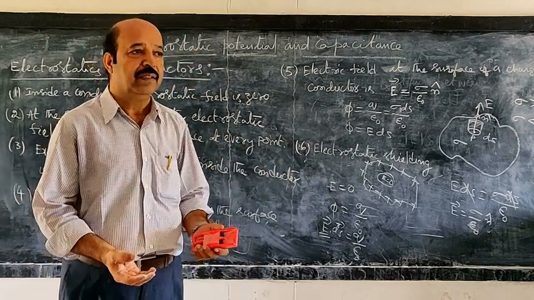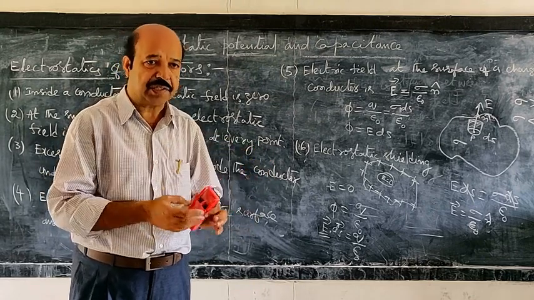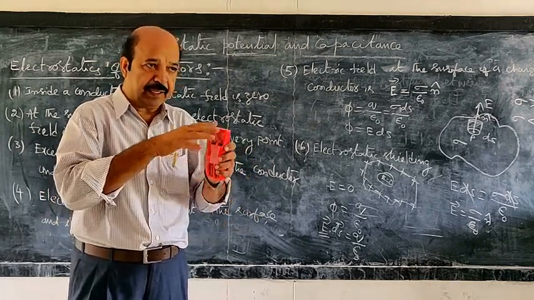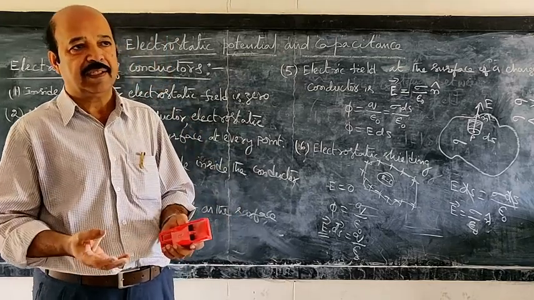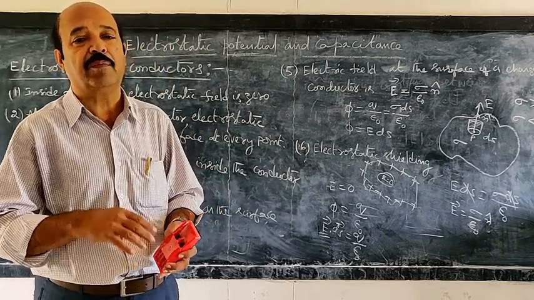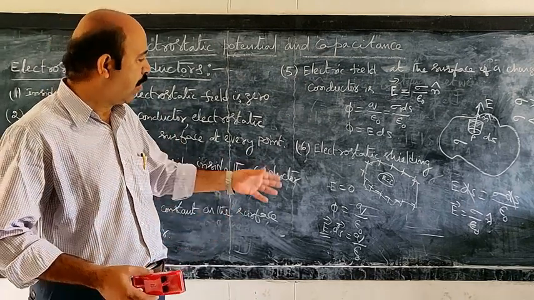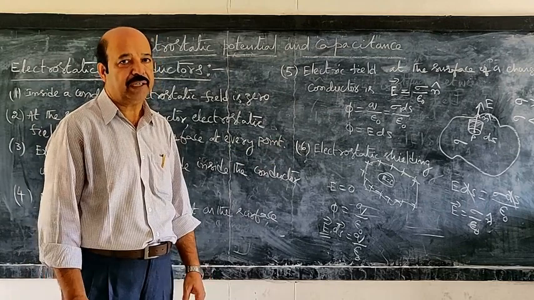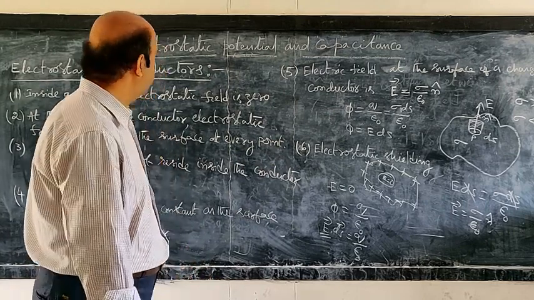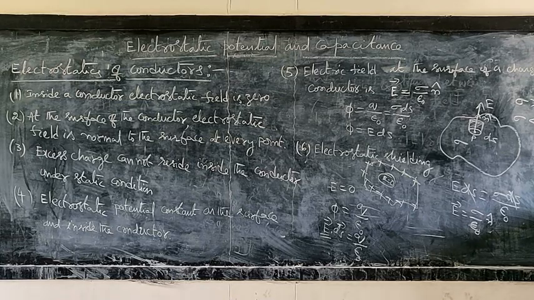Since the electric field inside the cavity of a conductor is 0, any sensitive device kept inside such a cavity of a conductor is protected from outside electric fields. Therefore, we call it electrostatic shielding. Okay, so these are the important points regarding the electrostatics of conductors.